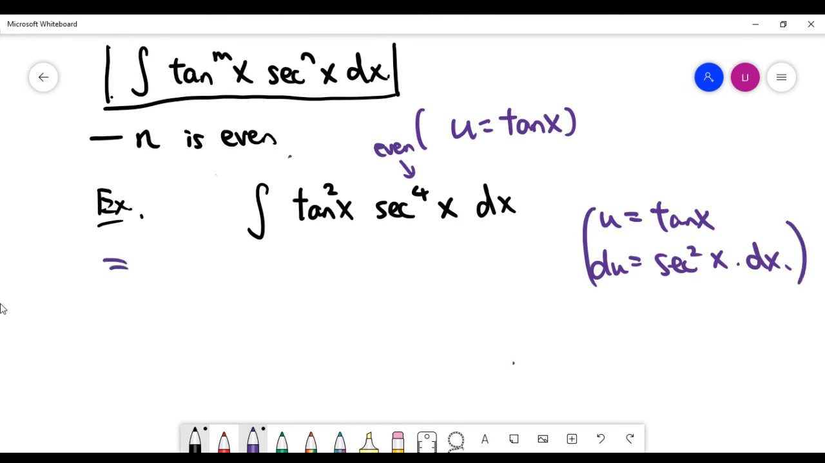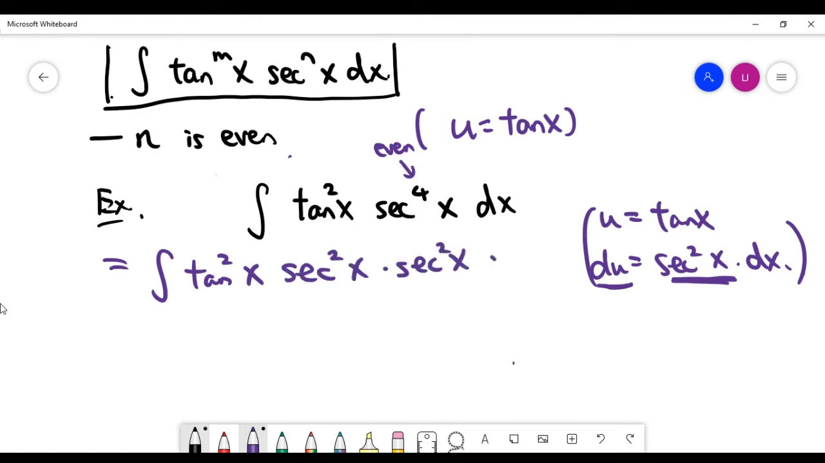The fact is that the du actually takes out 2 copies of secant x, and it means that we can pick out 2 copies of secant x from the secant power 4 x. It's like this. So 2 copies are absorbed by the du. So remaining, we still have an even power for the secant x, right? And let's change everything to u. Tangent square x is clear because u is tangent x. So the first term is going to be u squared.